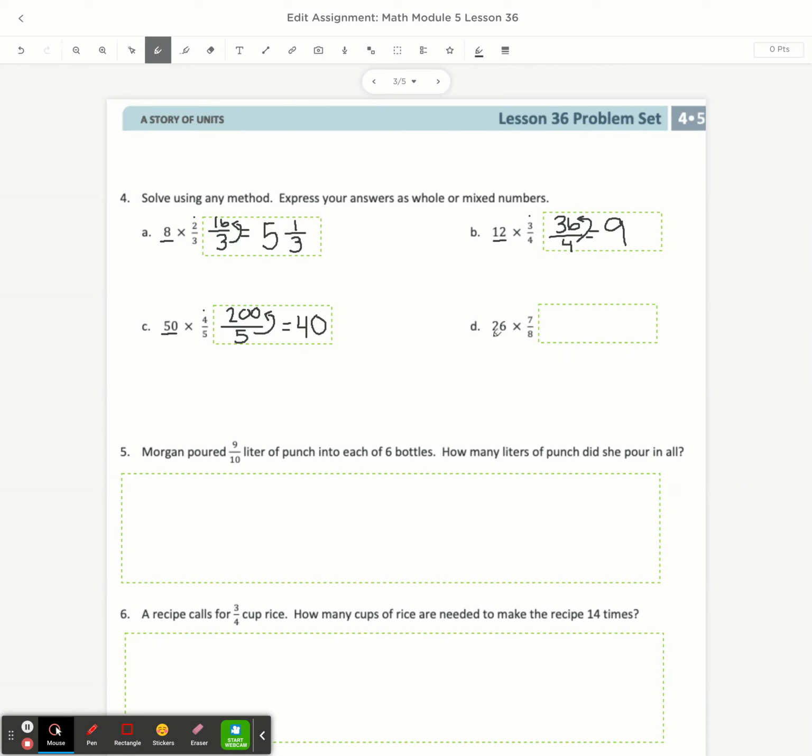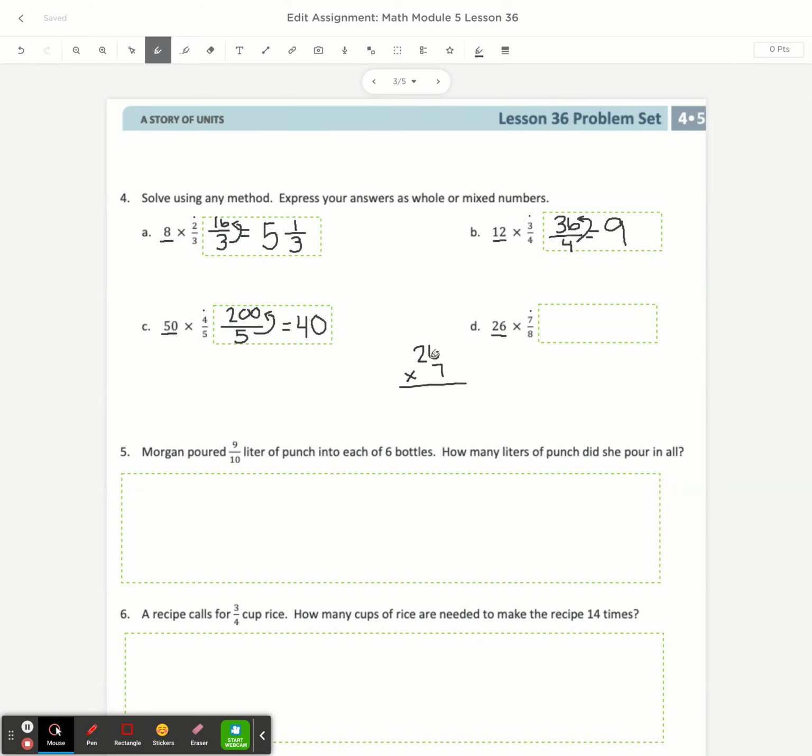Part D, we have 26 times 7/8. So again, I'm going to start off by multiplying my whole number times my numerator. So 26 times 7, which is really tricky because I can't do 26 times 7 in my head. So I'm going to go ahead and write it off over to the side here. So I'm going to write it vertically and solve it.